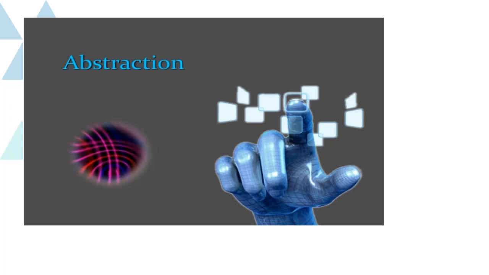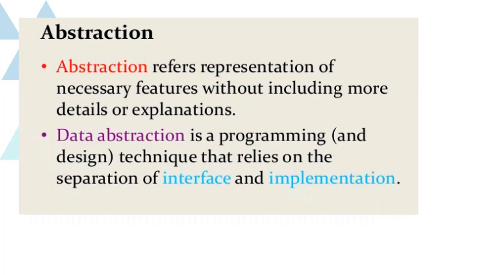Abstraction specifies necessary and sufficient descriptions rather than implementation details. Abstraction is an essential element of object-oriented programming. Through abstraction, we can manage complexity. Abstraction means hiding the unnecessary data from users. Abstraction defines only the essential characteristics of an object. Abstraction refers to the representation of necessary features without including more details or explanation.